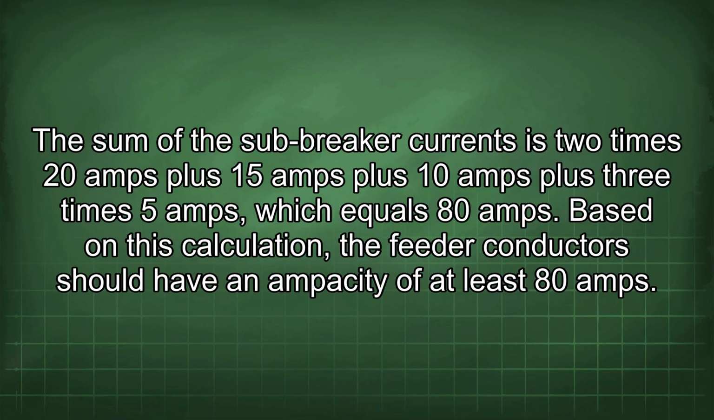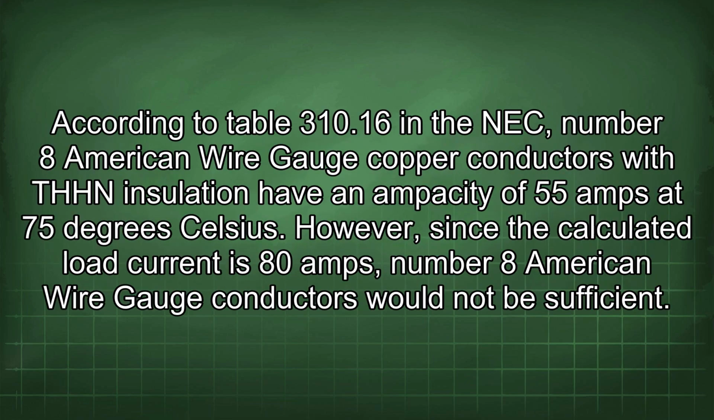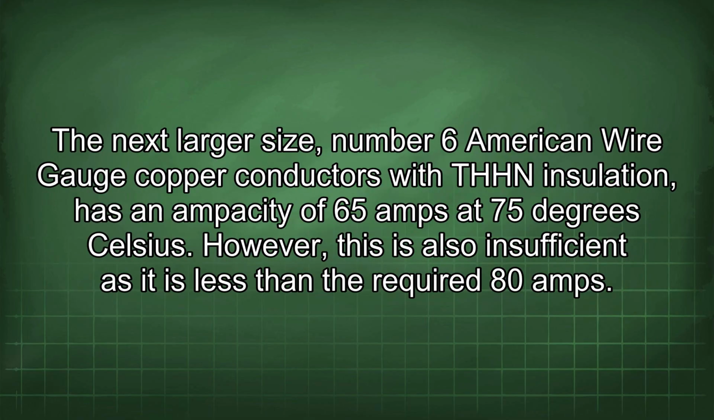Based on this calculation, the feeder conductors should have an ampacity of at least 80 amps. According to Table 310.16 in the NEC, number 8 American wire gauge copper conductors with THHN insulation have an ampacity of 55 amps at 75 degrees Celsius. However, since the calculated load current is 80 amps, number 8 American wire gauge conductors would not be sufficient. The next largest size, number 6 American wire gauge copper conductors with THHN insulation, has an ampacity of 65 amps at 75 degrees Celsius. However, this is also insufficient as it is less than the required 80 amps.